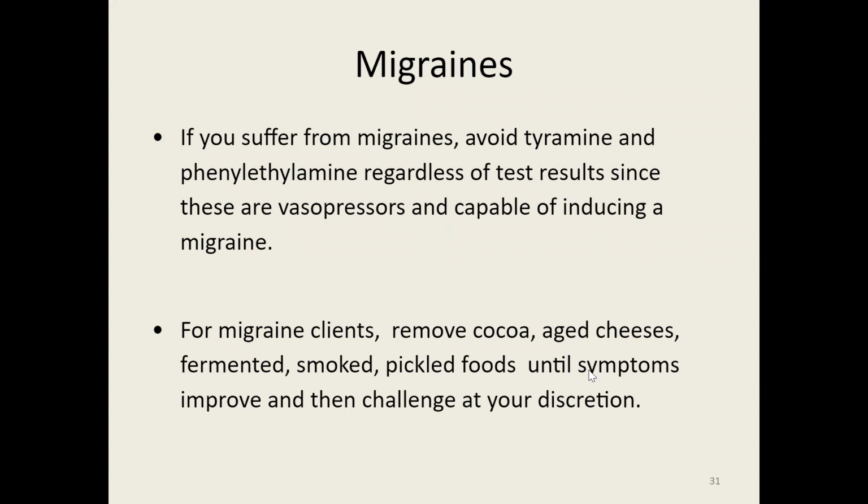Migraines. If you're someone who suffers from migraines, you'll want to avoid tyramine and phenylethylamine, which is above and beyond what your results are, because tyramine does get a little tricky in how it can be produced in foods. So just keep this in mind or ask us in more detail if you suffer from migraines. And just in general, you'll want to remove cocoa, aged cheeses, fermented, smoked, pickled foods until your symptoms improve.